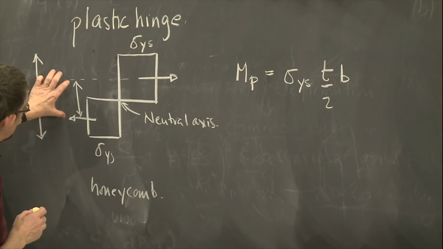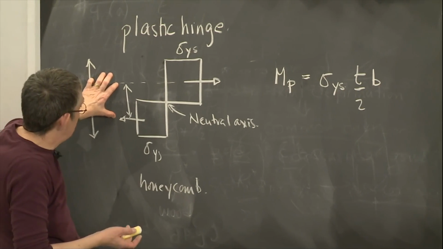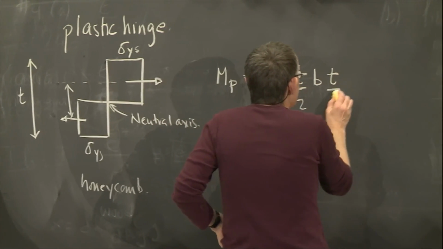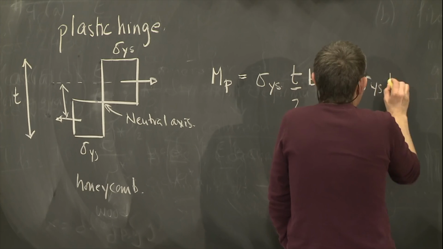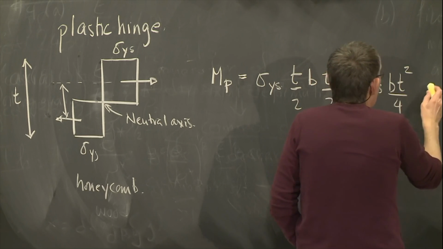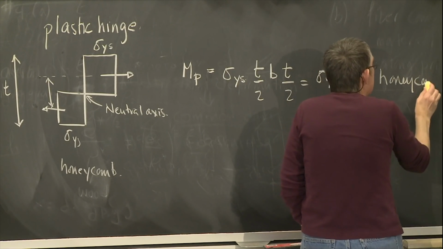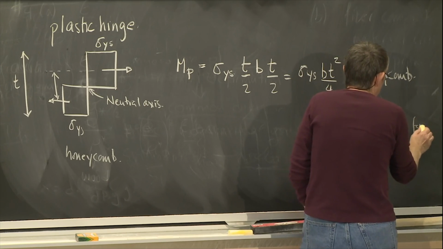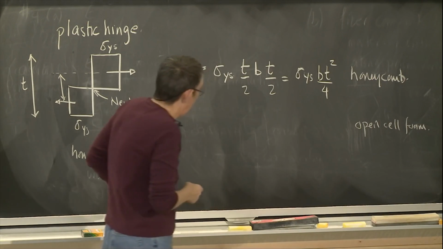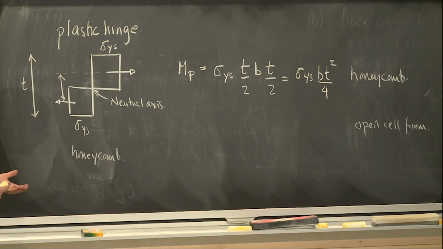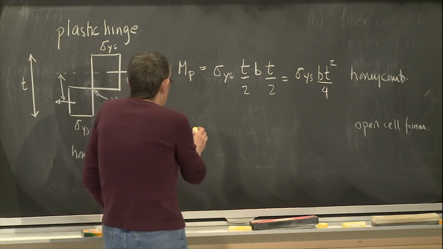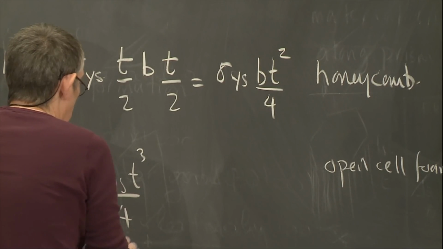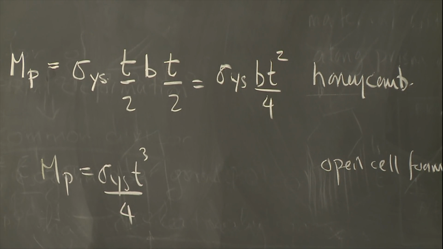Okay. And then this moment arm here is just t over 2 as well, because that's t over 4 and that's t over 4. So it's t over 2 again. So it's sigma ys b t squared over 4 for the honeycomb. And say we had an open cell foam, the edges aren't of thickness b, they're of thickness t. So then Mp is just sigma ys t cubed over 4. Are we happy?